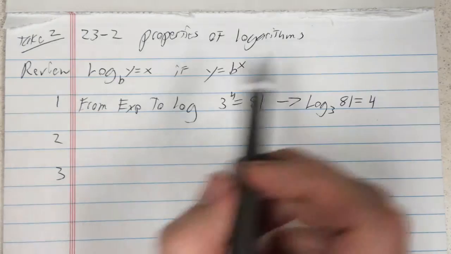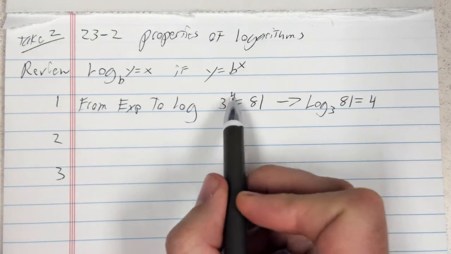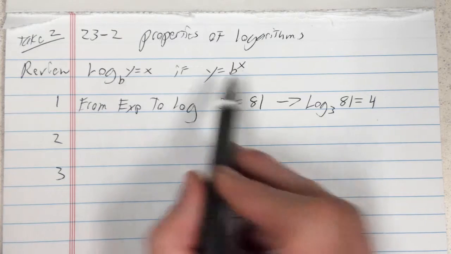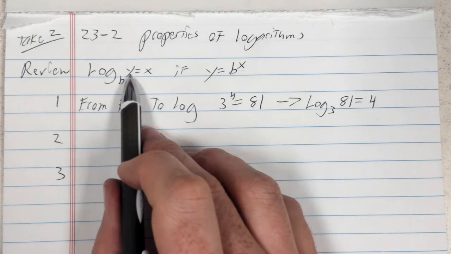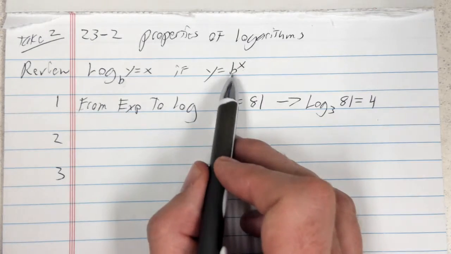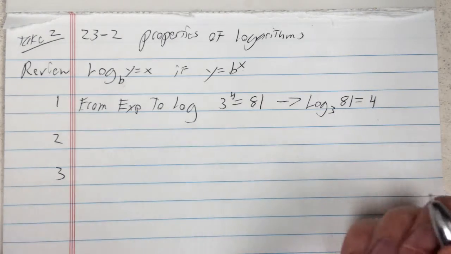And that's just matching pieces up. The x, which here was our 4, goes on the other side by itself. The y, which was by itself here, is what is in our log statement, log of 81. And then the base is the base. So base of our exponent, base of our log. All right.